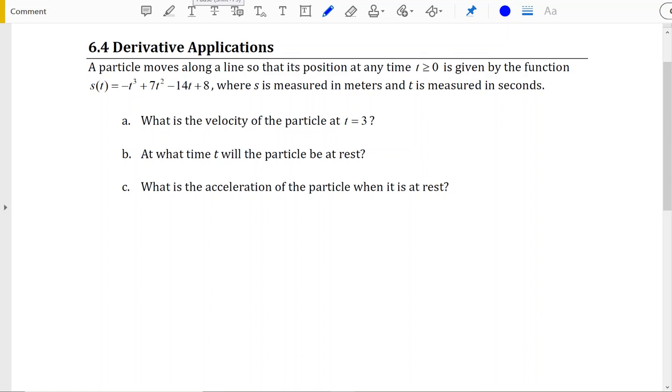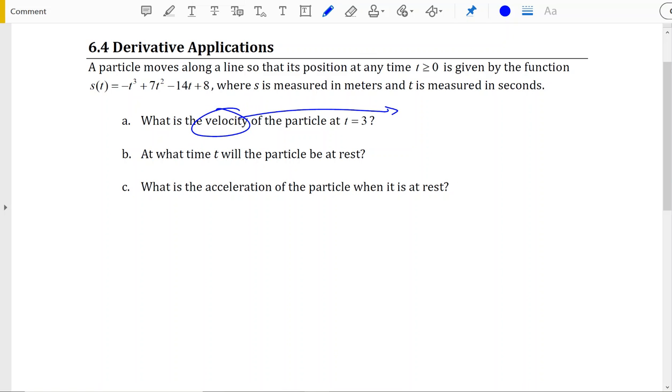Let's do a derivative application. Here we have a particle. It's moving along a line, and the position of the particle on this line is given by our function s of t as shown. S being measured in meters, t being measured in seconds. Our first question is, what is the velocity of this particle?